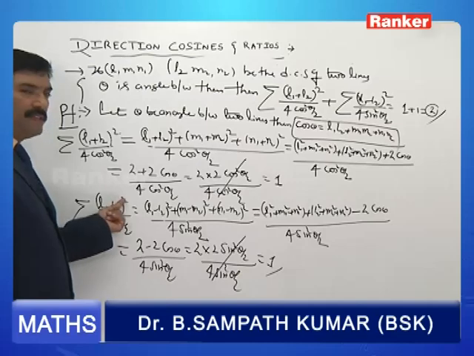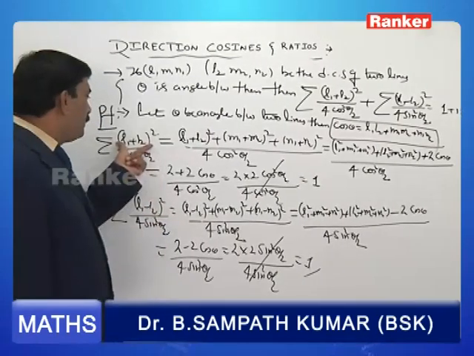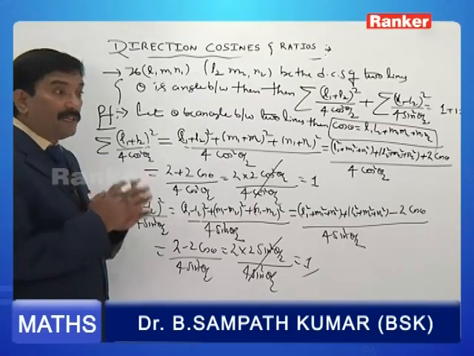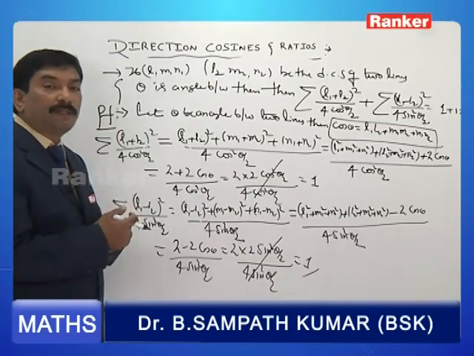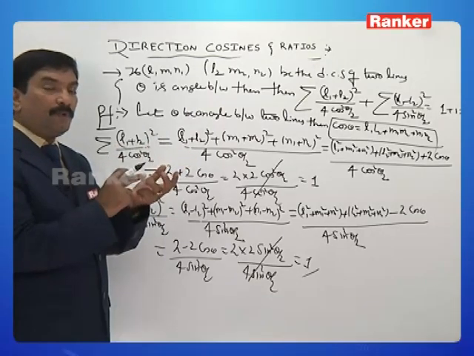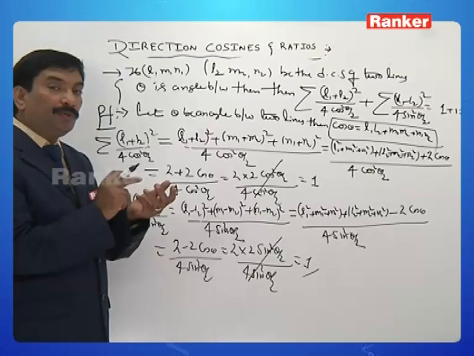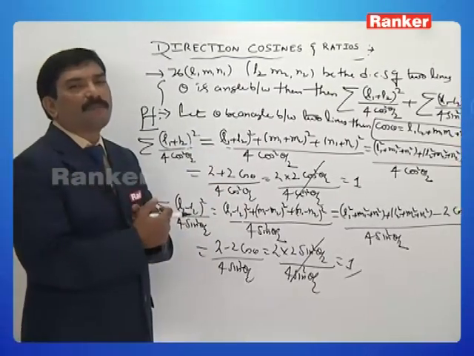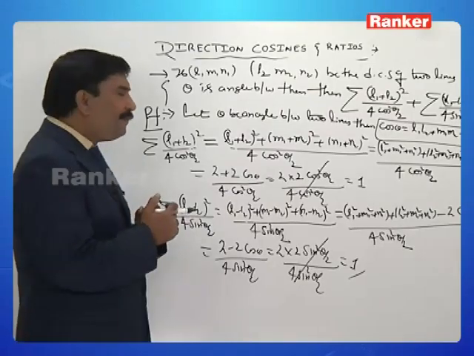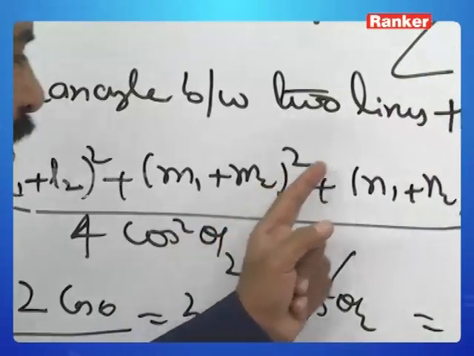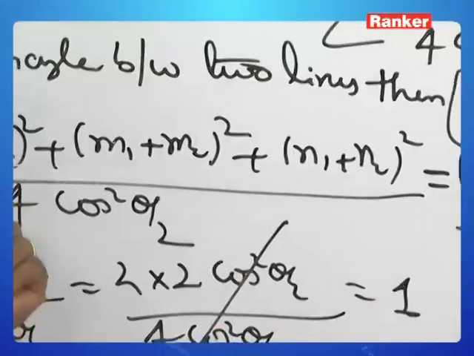Okay. So once again, this is sigma (L1 plus L2) whole square by this. Now sigma (L1 minus L2) whole square by this. Expand it. Sigma is for 3 terms, L, M, N. In a cyclic order you have to change. After L, M comes. After M, N comes. After L1, M1. After M1, N1. After L2, M2. After M2, N2. In a cyclic order you have to expand. Okay. So I can write (L1 plus L2) whole square plus (M1 plus M2) whole square plus (N1 plus N2) whole square by the same denominator.